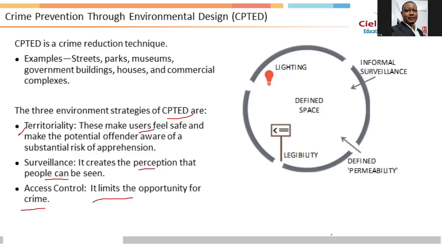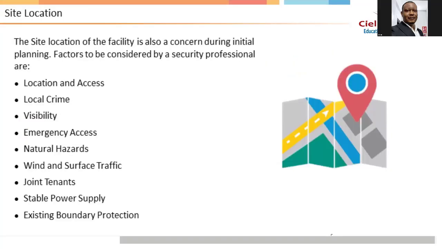But a CCTV camera creates that surveillance perception. And if you have a perception that you can be seen, of course, it can discourage the attacker from doing some kinds of things. Proper lighting and CCTV cameras are all part of the things that can do that. Then implementing access control, which of course will limit the opportunity for crime. Then for your site location, these are things you need to take into consideration.